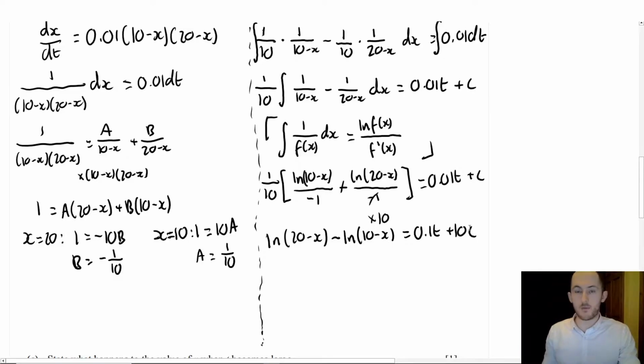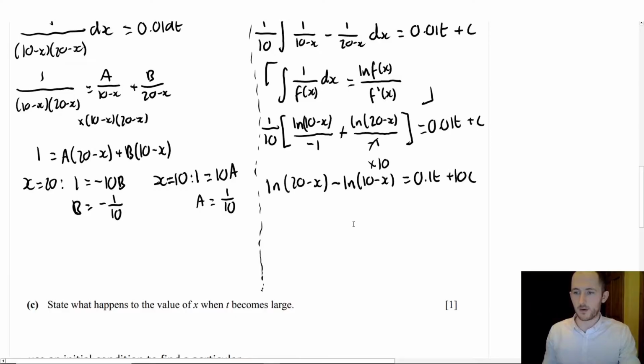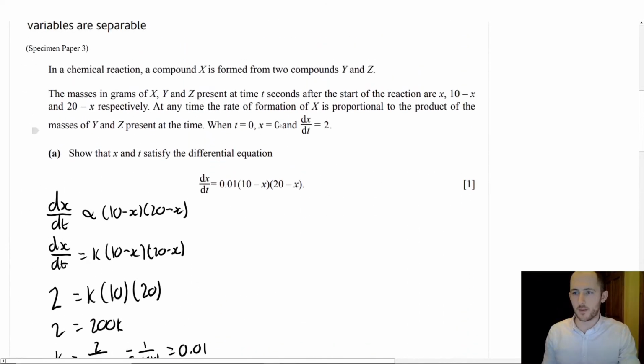Now, I need to work out what my constant of integration is, so what I'm going to do is use the original part of the question, you know, when t equals 0, x equals 0, okay?